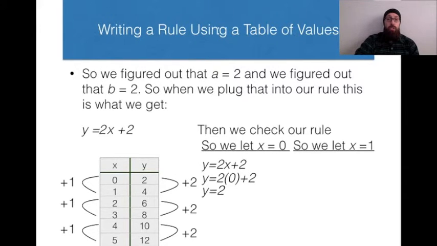But let's make sure, let's check again. So we let x equal to 1. So our rule is still y is equal to 2x plus 2. And we have y is equal to 2 times 1 plus 2. 2 times 1 is 2, plus 2, y equals 4. When x is 1, y is equal to 4, our rule looks right. And if we kept doing it, we would find out that our rule is correct all the way through. So we're good. Now let's do a practice problem.